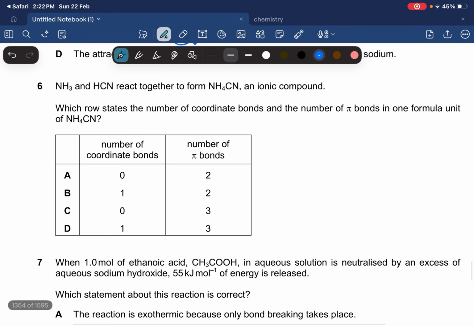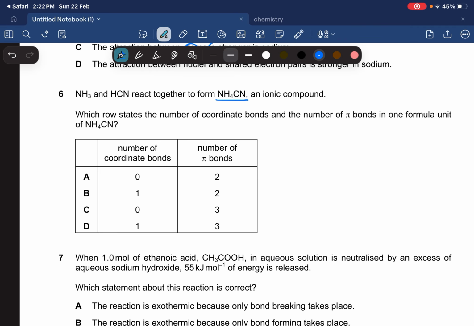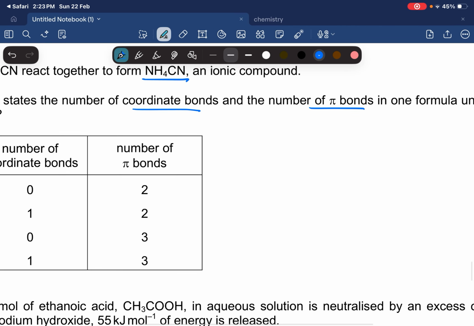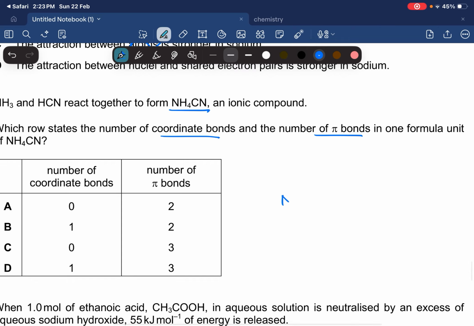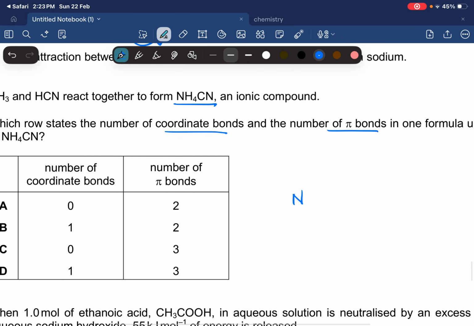NH3 and HCN react together to form ammonium cyanide, an ionic compound. Which row states the number of coordinate bonds and the number of pi bonds in one formula unit of NH4CN? So we have NH4CN. We know this is nitrogen. I'm going to tell you what's going to happen in totality. So first you have ammonia with a lone pair, and you have hydrogen triple bonded to this cyanide part.